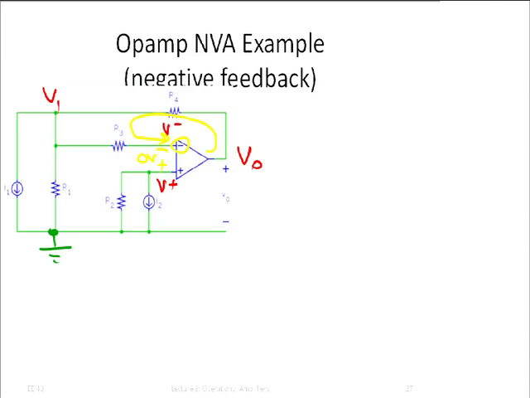Then we have to write nodal equations. Now we have 4 unknowns, we need 4 equations. If we have op-amps, then the first equation is always going to be V plus is equal to V minus, or the difference of these two voltages is 0. In node voltage analysis, we always have this equation first. Then we're going to write equations for V plus, V minus, and V1 in this case.